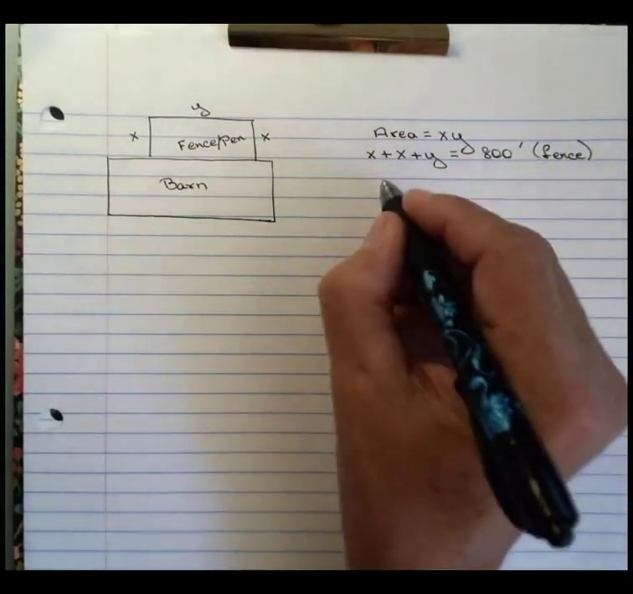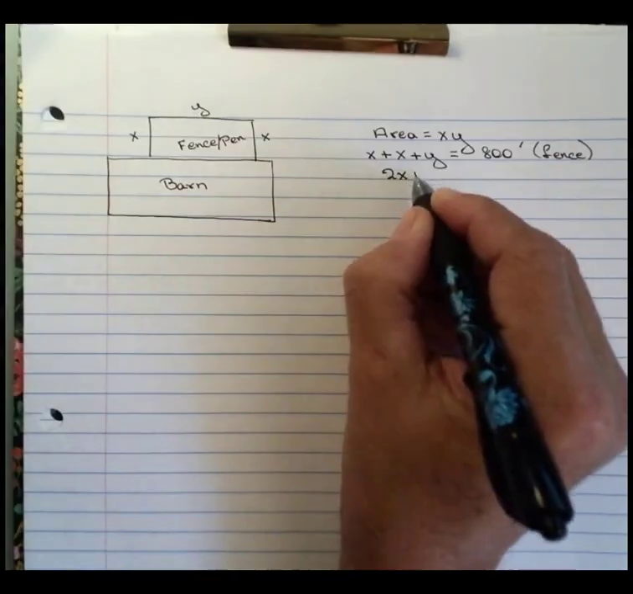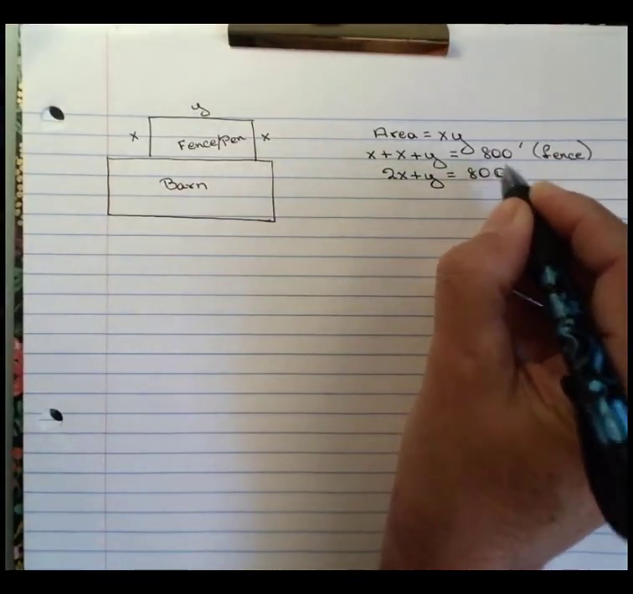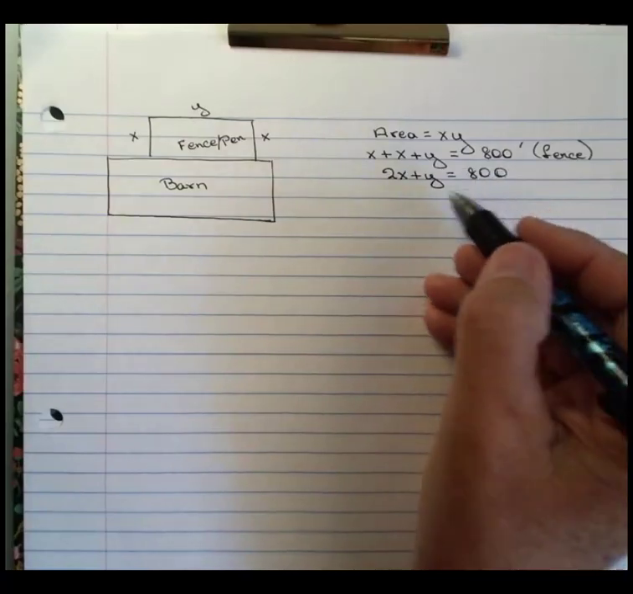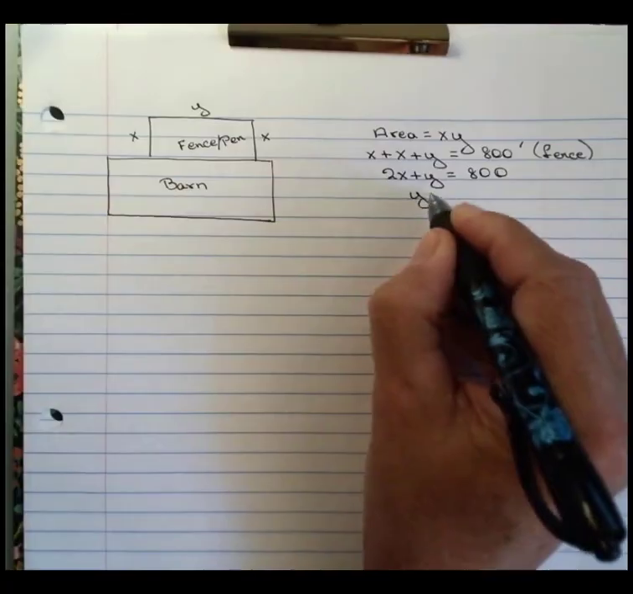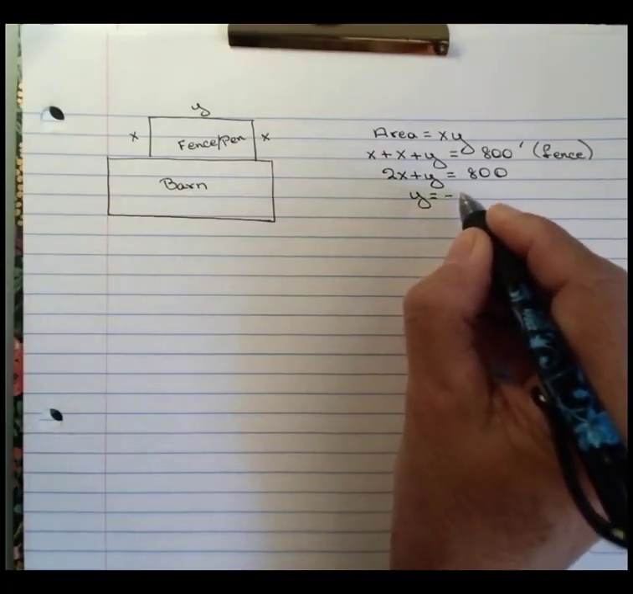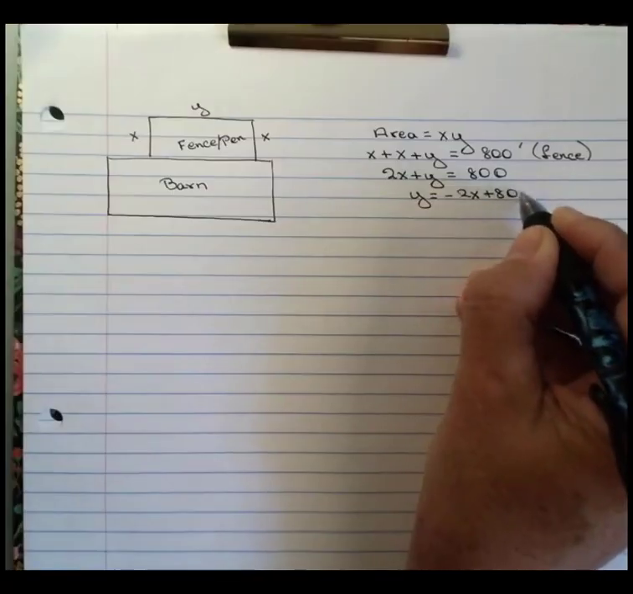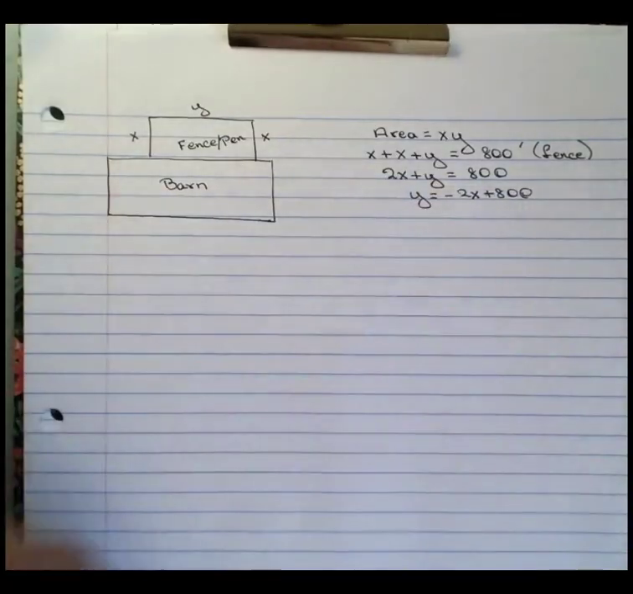All right, now I can say, well, that's really 2x plus y, and I know that's going to equal 800. And then I can say, well, okay, if I solved for y, I could come up here and say y is really equal to a negative 2x plus 800, right? I just kind of solved it for y, didn't I?